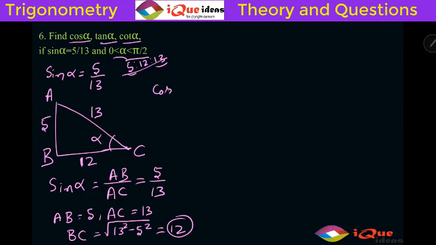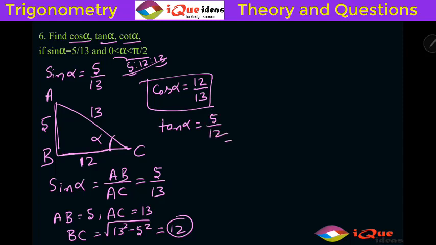Say for example cos alpha. Cos alpha will be equal to adjacent side upon hypotenuse. So adjacent side is 12, hypotenuse is 13, right? If we have to calculate tan alpha, it will be opposite side upon adjacent side. So it is 5 upon 12, right?